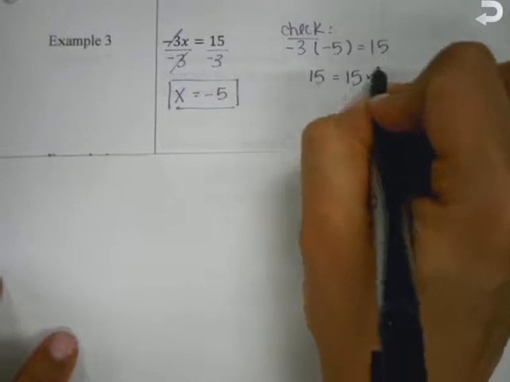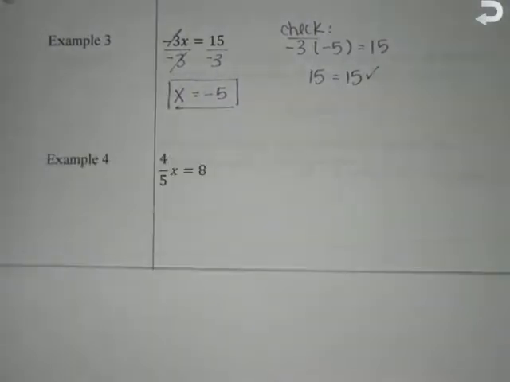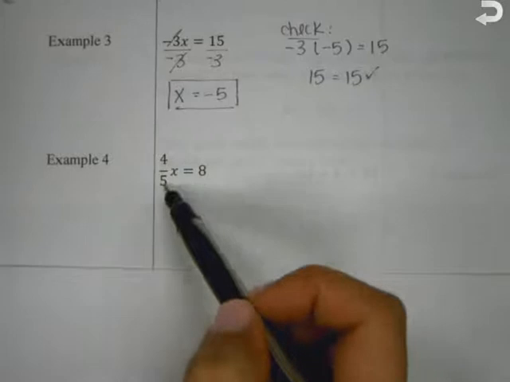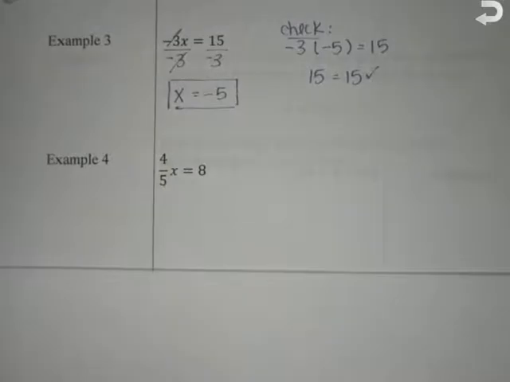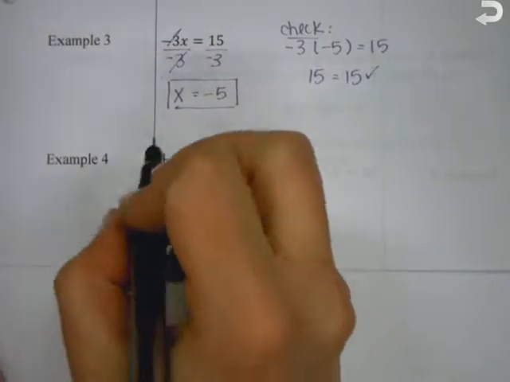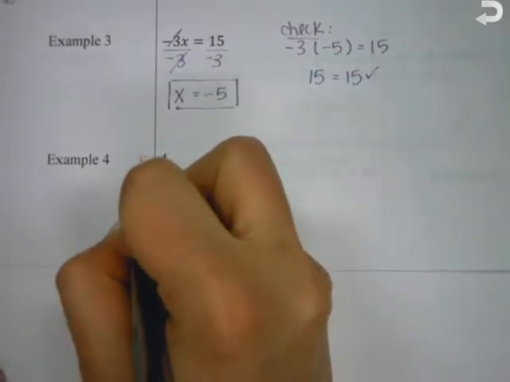Last one. 4/5 x equals 8. I need to turn this 4/5 into a 1. So what can I multiply by to turn 4/5 into a 1? The reciprocal. What's the reciprocal of 4/5? 5/4. So multiply both sides by 5/4.